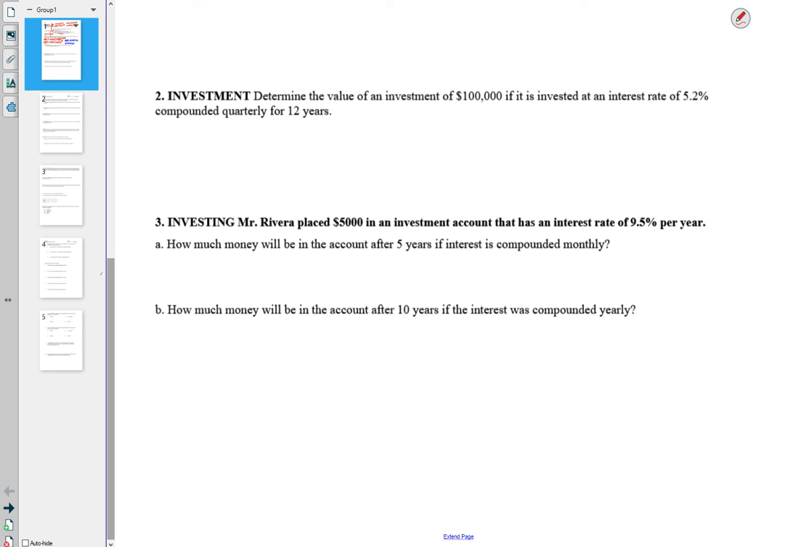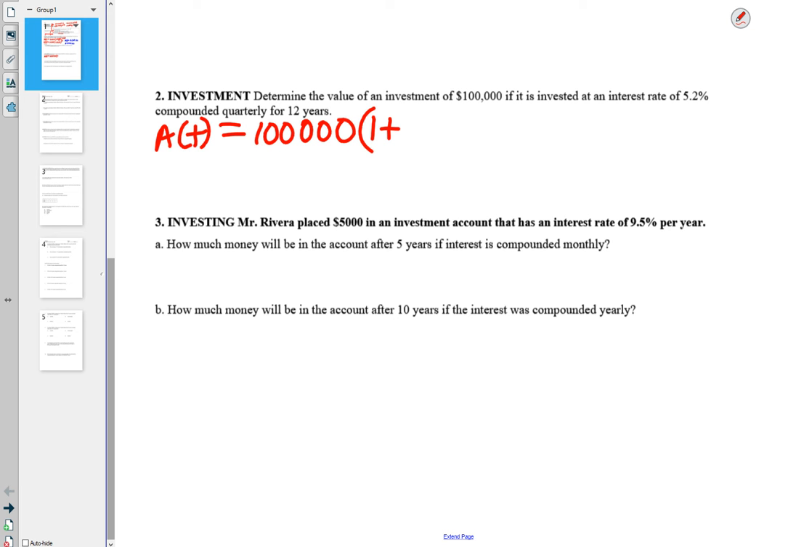Determine the value of a $100,000 investment if it is invested at an interest rate of 5.2%, compounded quarterly for 12 years. The amount after some time is equal to, what's the original amount? 100,000 times. Let's come up with a growth rate. It's always going to be a 1 plus because these are growing.